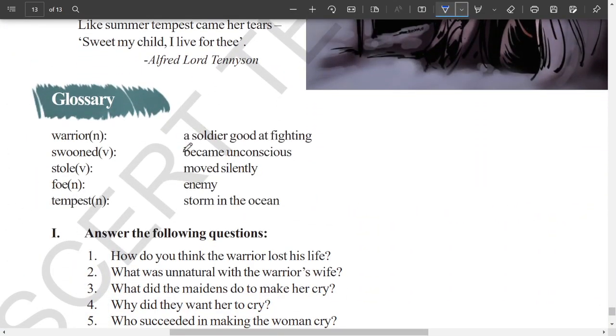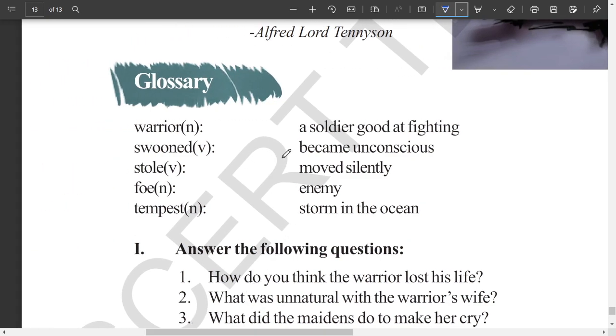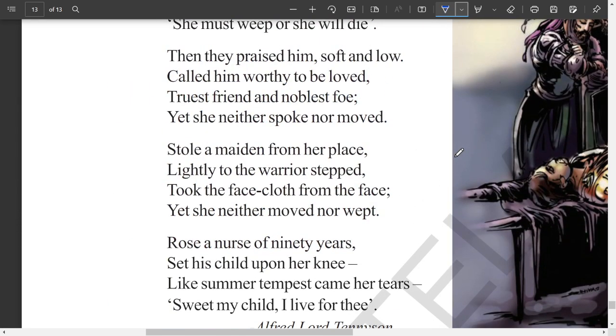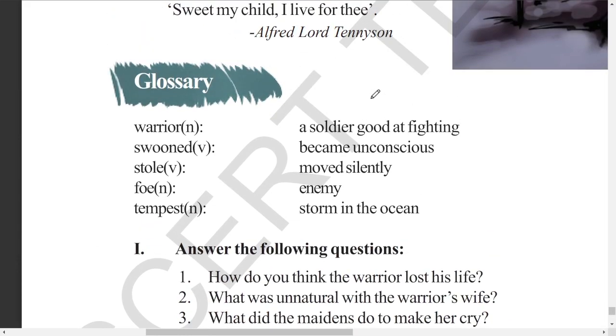poem here. Glossary is there. Look at this glossary. Warrior is a soldier who is good at fighting. Next one, swooned is to become unconscious. So here, where do we have swooned? She nor swooned nor uttered a cry. That means she did not become unconscious or she did not cry anything.